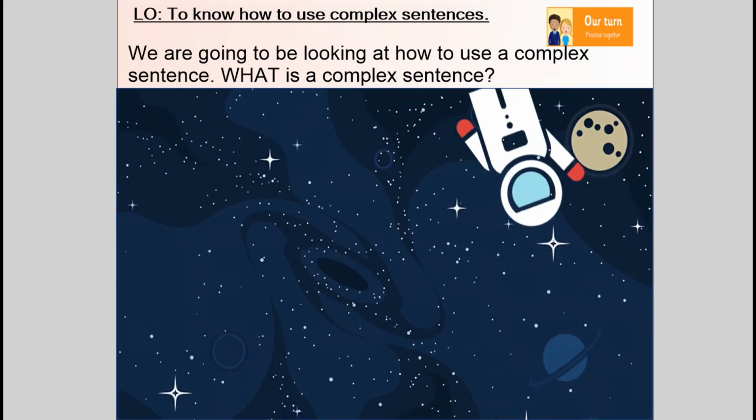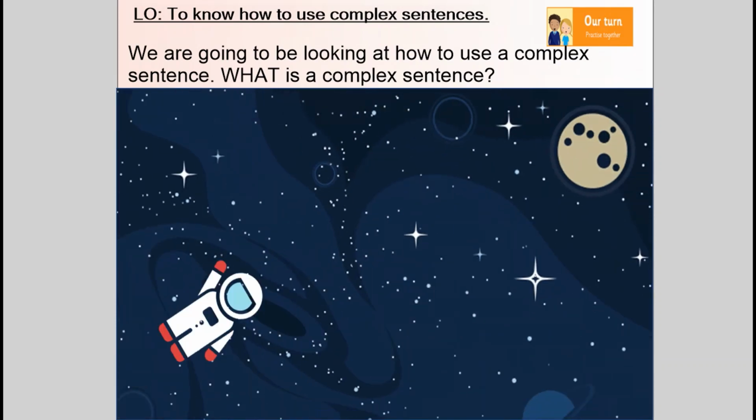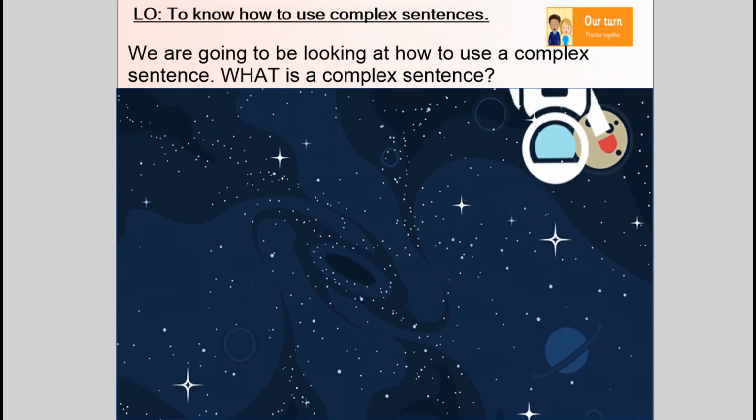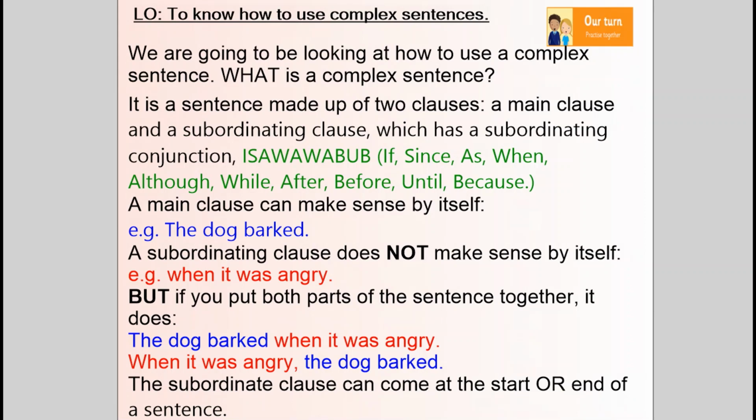Okay, welcome back. Hope you've had some time to think about that question, and now it's my turn to explain what a complex sentence is. Now, it is a sentence made up of two clauses, a main clause and a subordinating clause, which has a subordinating conjunction. And there is another acronym to help remember some of the most used subordinating conjunctions, but these aren't all of them, just some of the most used ones. So it's I saw a wubbub, and the conjunctions are if, since, as, when, although, while, after, before, until, and because.